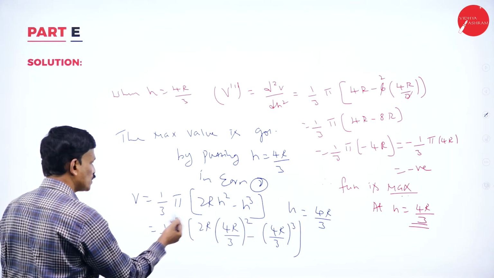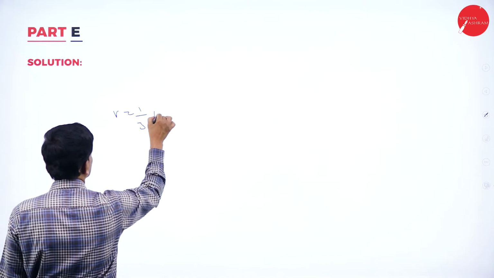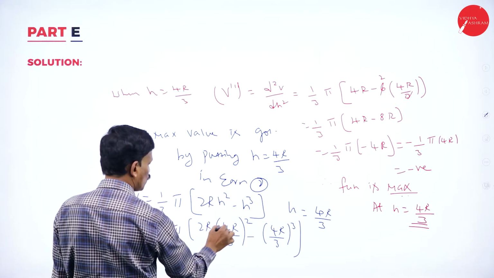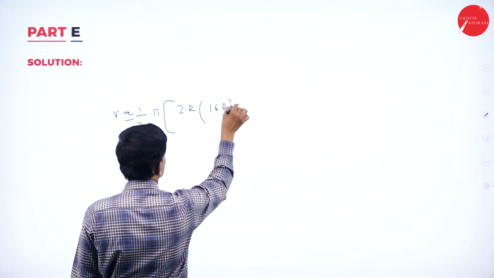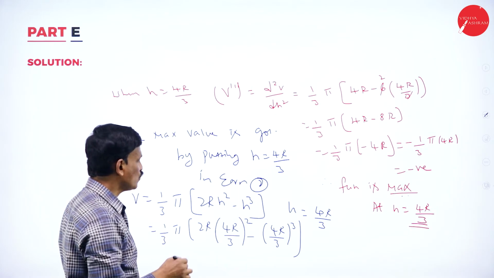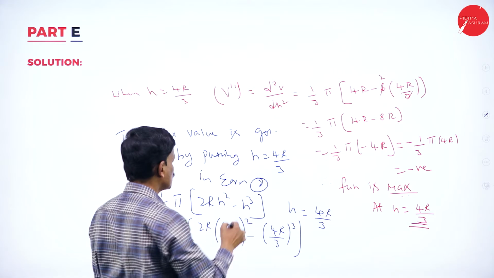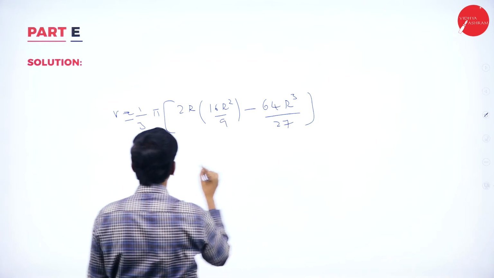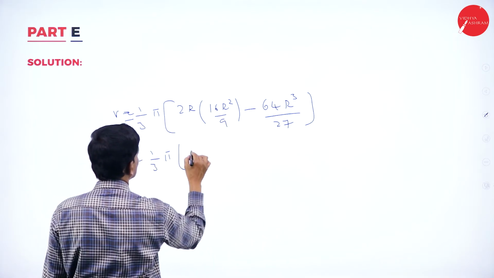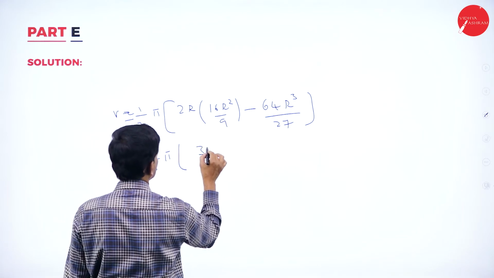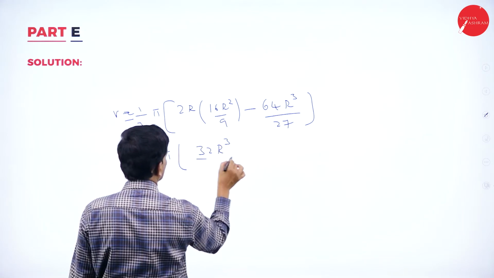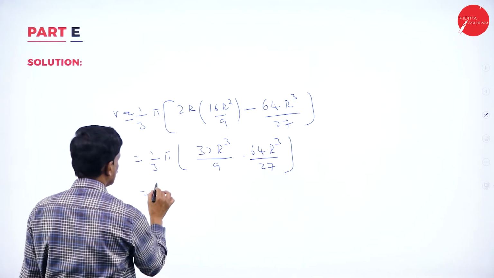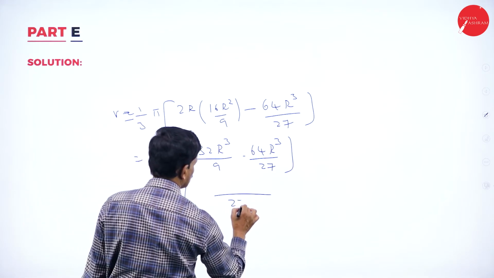Now simplify this. Therefore V is equal to 1 over 3 times pi, 2r into 16 r square divided by 9, minus 4r by 3 whole cube. 4 4 is 16, 16 4 is 64, so 64 r cube divided by 27. So this is 1 over 3 times pi into 32 r cube by 9 minus 64 r cube by 27. Now let us take LCM. 1 over 3 pi times 27 is the LCM.